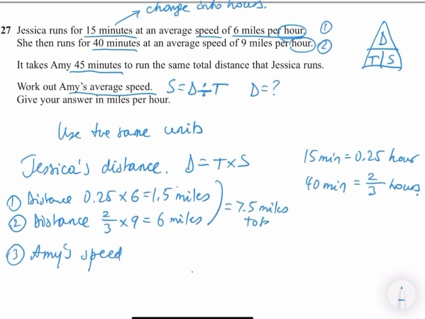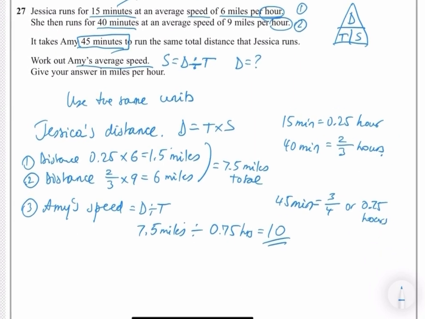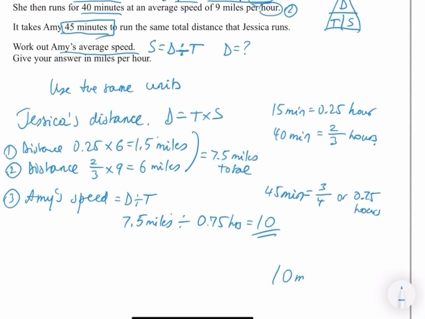So now Amy. Remember Amy ran the same distance, so we're going to use that time for Amy. Amy's speed is distance divided by time, so 7.5 miles divided by, let's change the minutes into hours again, that's 3/4 or 0.75 hours. So we're going to use 0.75 hours here, which will give you 10 miles per hour. So here you go, Amy's average speed is 10 miles per hour.